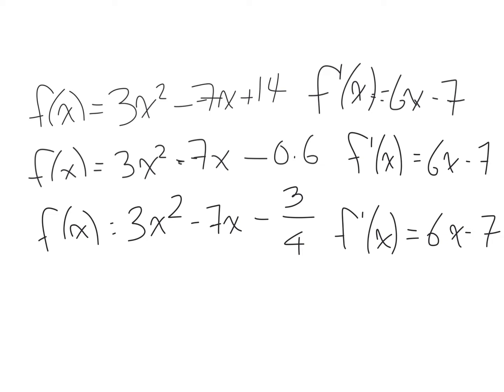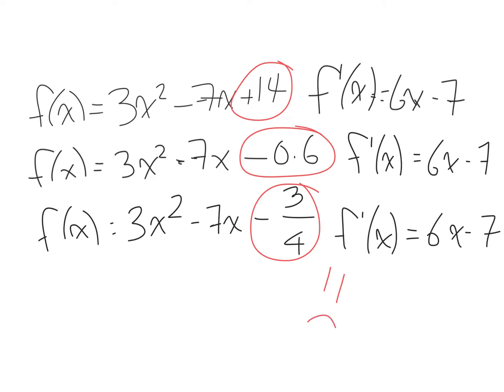So the question then is, if we are going to go backwards today, if we have the derivative 6x minus 7 and we go backwards, how on earth do we know if we're looking at 3x squared minus 7x plus 14, 3x squared minus 7x minus 0.6, or 3x squared minus 7x minus 3/4? How do we know? Well, what would we need to have in order to determine what that constant is?